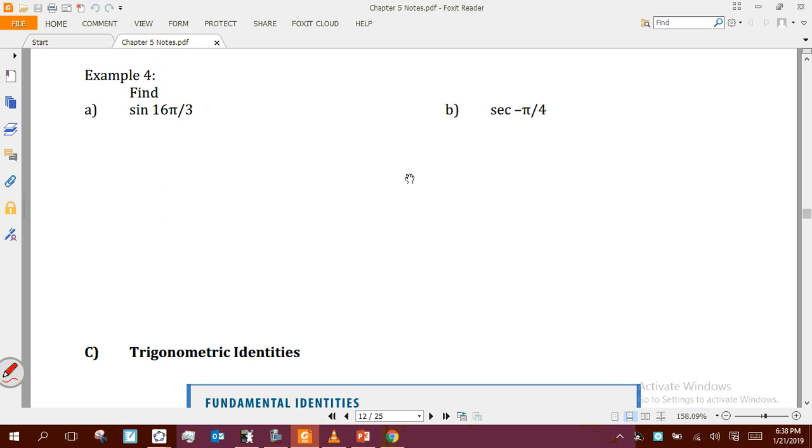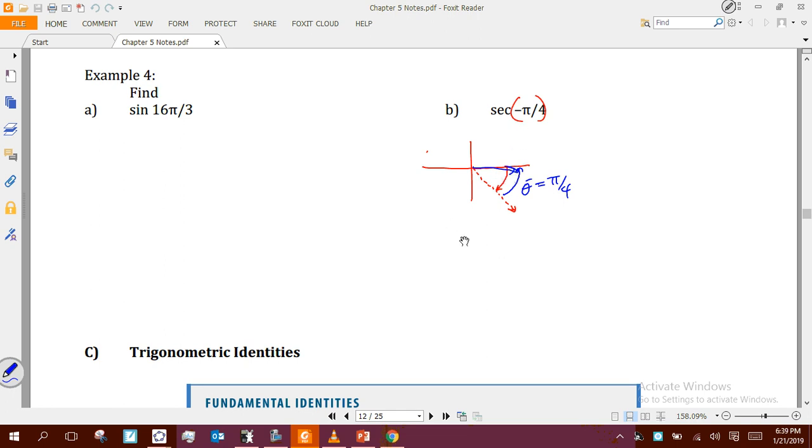Now, this one's a little bit different because this one's a negative. So this is saying secant of negative pi over 4. Negative pi over 4 just means that you're moving clockwise. So that would be my terminal ray. How many radians do I need to go to get this ray to become the positive x-axis? It would be pi over 4. So everything I learned about pi over 4 should tell me everything I need to know about negative pi over 4.